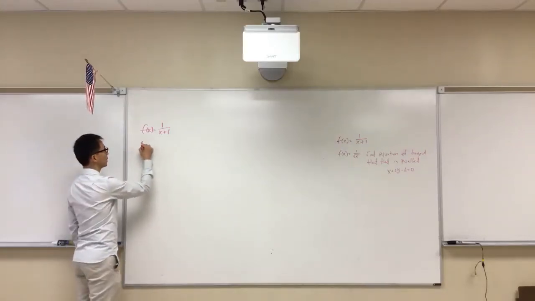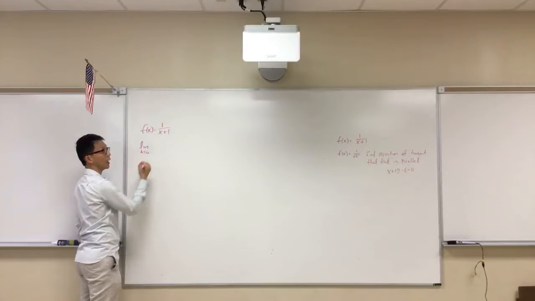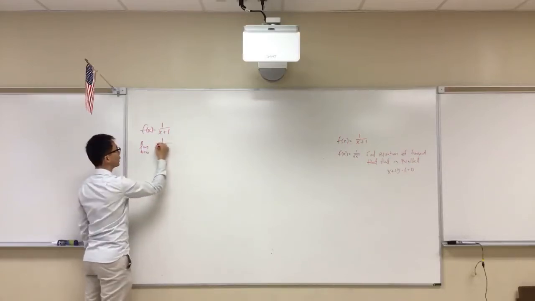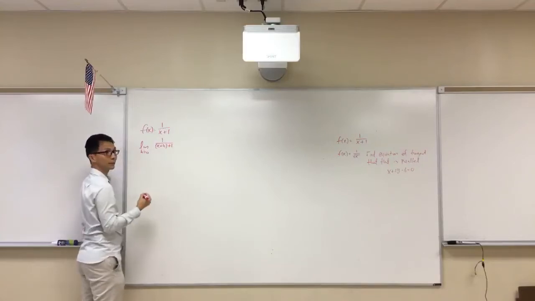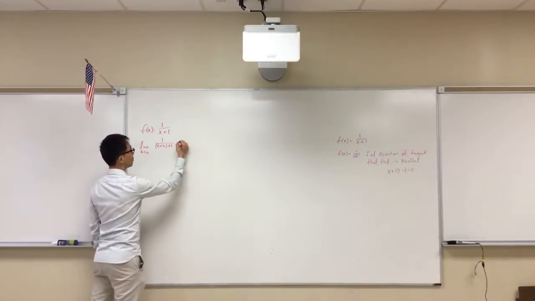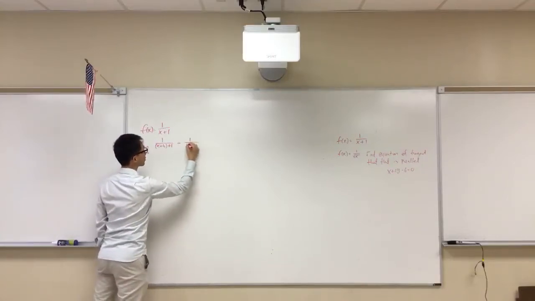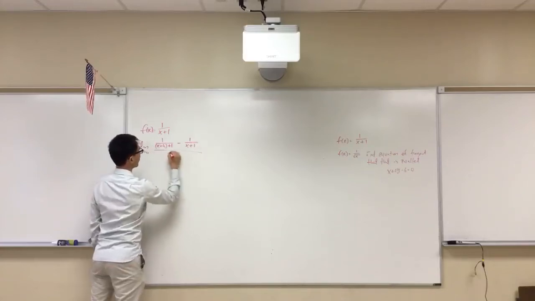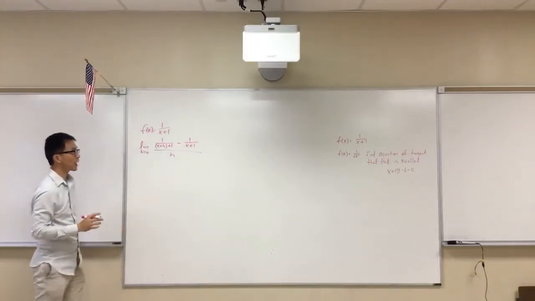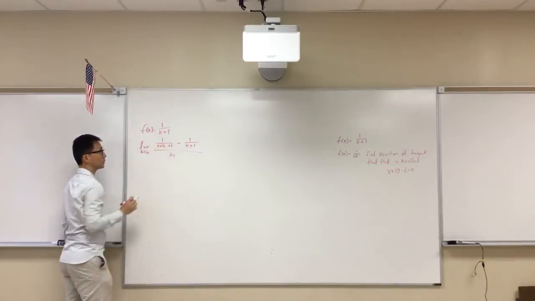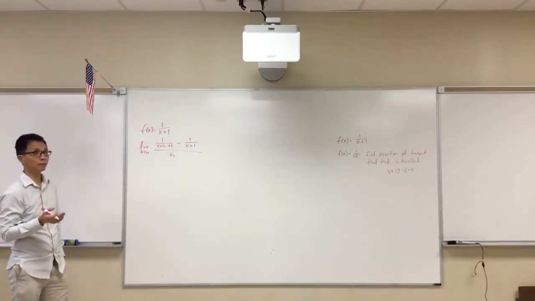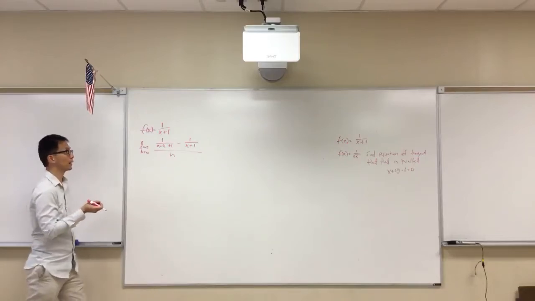Limit as h approaches 0, right? 1 over x plus h plus 1, minus 1 over x plus 1, over h, right? Do they have the same denominator? No, they don't have the same denominator, right? So we have to combine them.